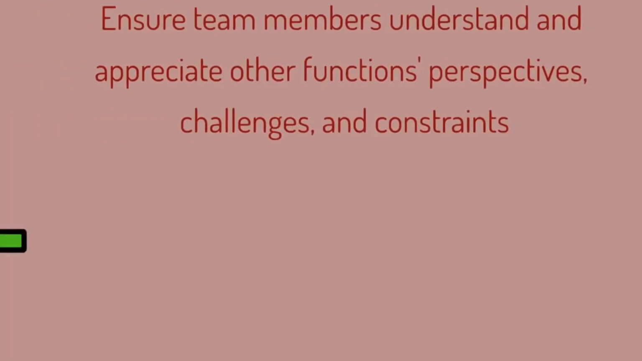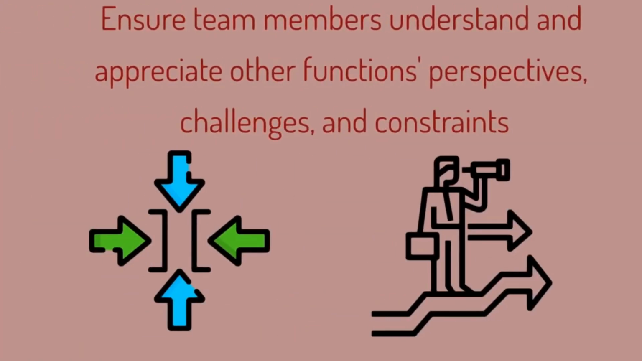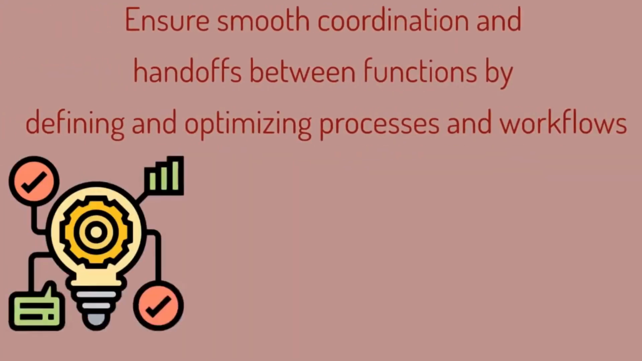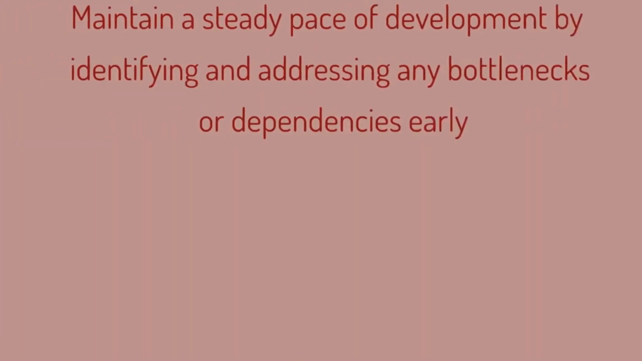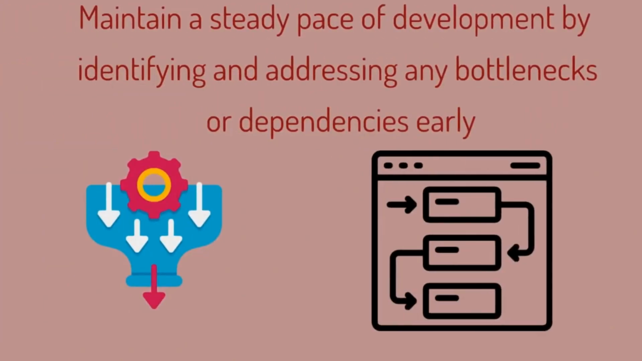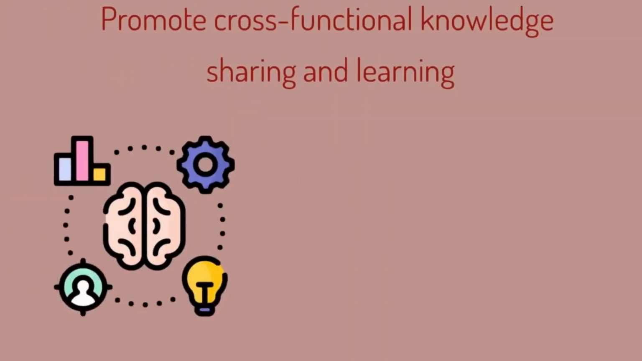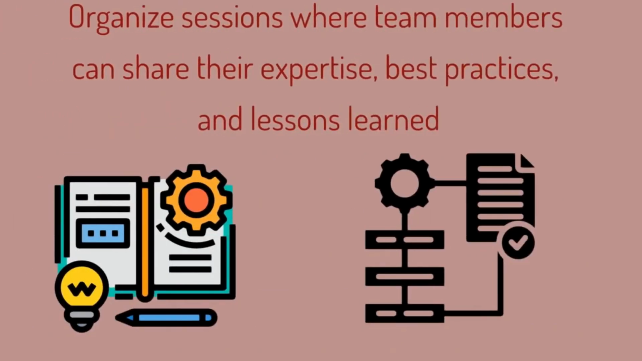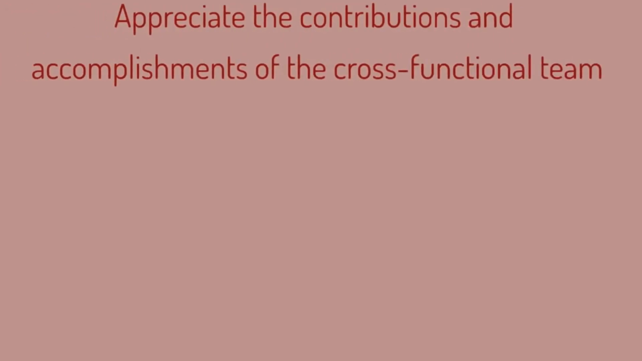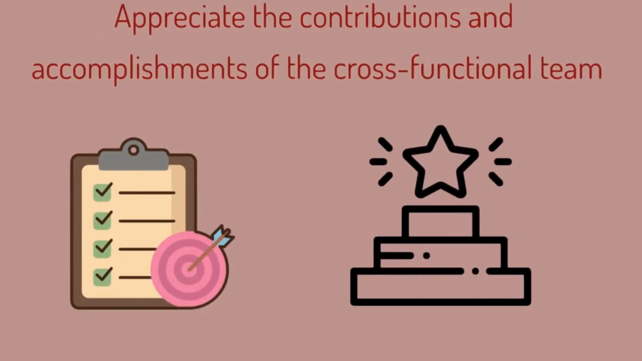Ensure team members understand and appreciate other functions, perspectives, challenges, and constraints. Ensure smooth coordination and handoffs between functions by defining and optimizing processes and workflows. Maintain a steady pace of development by identifying and addressing any bottlenecks or dependencies early. Promote cross-functional knowledge sharing and learning. Organize sessions where team members can share their expertise, best practices, and lessons learned. Appreciate the contributions and accomplishments of the cross-functional team.